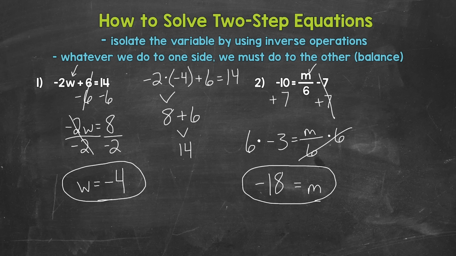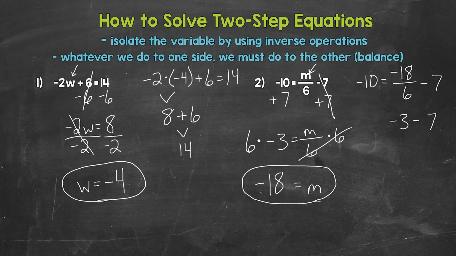Let's check it by plugging -18 in for m. So we have -10 equals -18 divided by 6 minus 7. Let's start with division. So we have -18 divided by 6. A negative divided by a positive equals a negative. So that gives us -3. And now we have -3 minus 7.